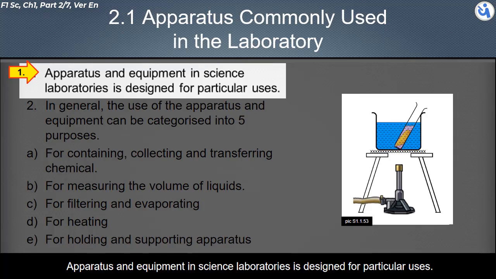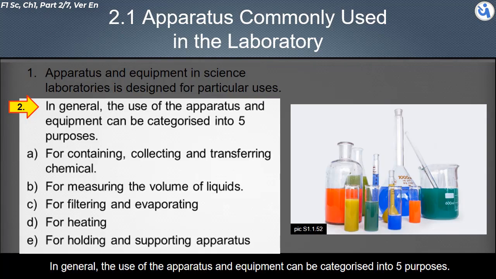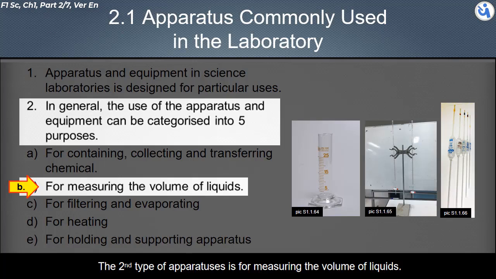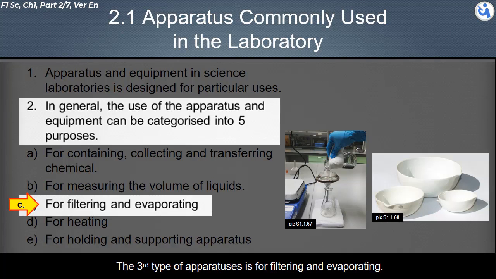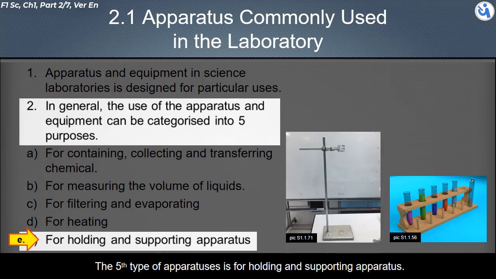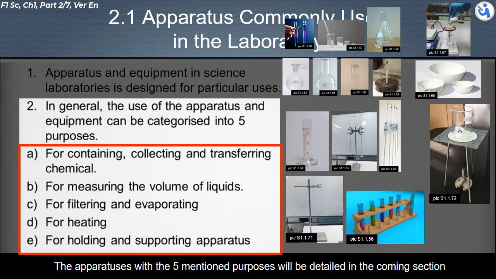Apparatus and equipment in science laboratories are designed for particular uses. In general, the use of the apparatus and equipment can be categorized into 5 purposes. The first type of apparatus is for containing, collecting, and transferring chemicals. The second type is for measuring the volume of liquids. The third type is for filtering and evaporating. The fourth type is for heating. The fifth type is for holding and supporting apparatus. The apparatus with the 5 mentioned purposes will be detailed in the coming sections.